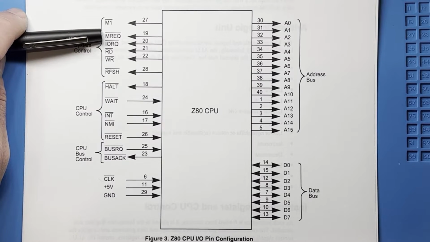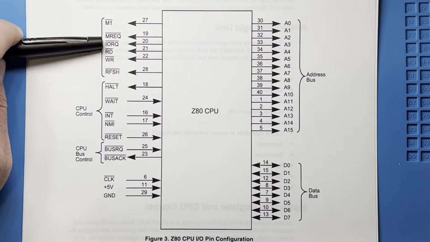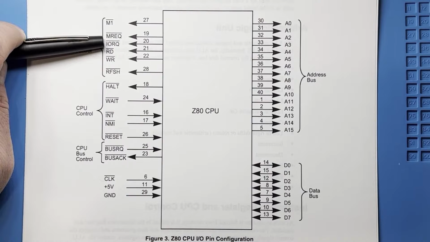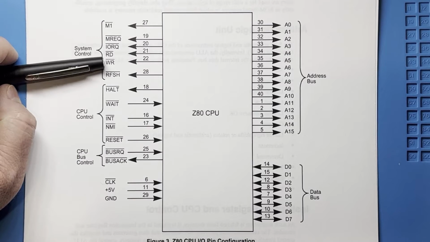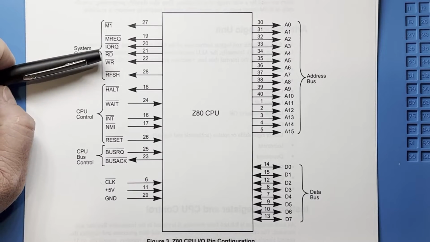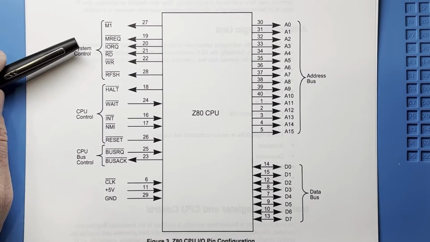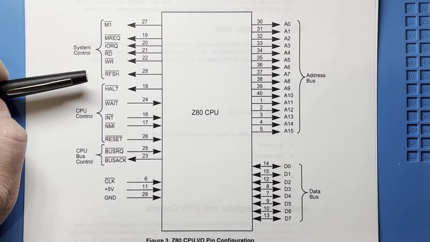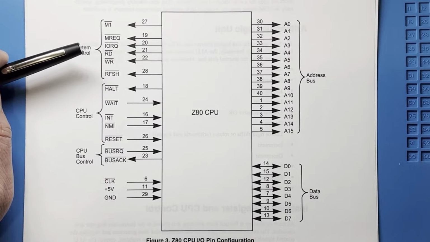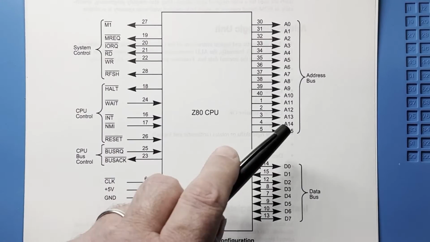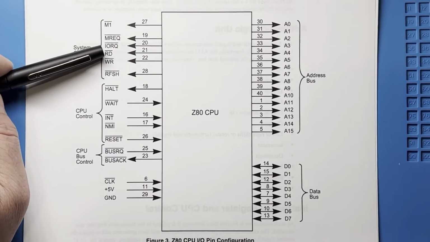MREQ, or memory request, is used to indicate that the CPU wants to read or write data from memory. I/O request indicates that the CPU wants to read or write data from an I/O port. Read indicates that the CPU wants to read data from the data bus, and write indicates that the CPU wants to write data to the data bus. So for example, if MREQ and read go low, it means the CPU wants to do a memory read at the address it has put on the address bus. The MREQ and the RD lines would enable the memory chip output, latching the contents of the address onto the data bus. Notice that all of the system control pins are active low.